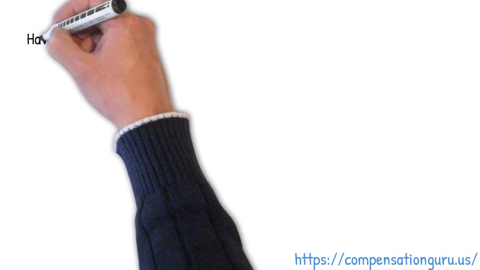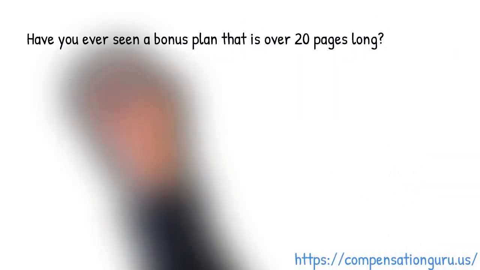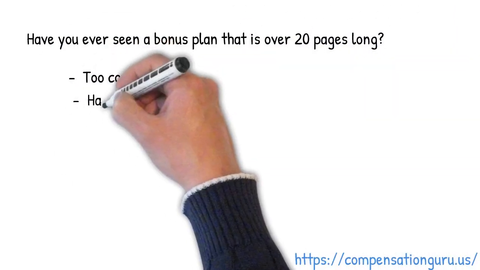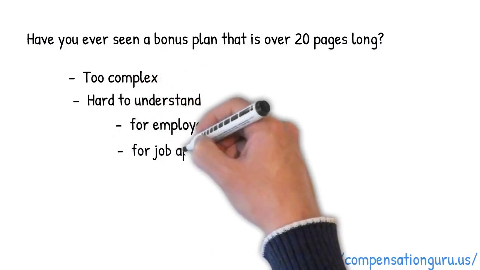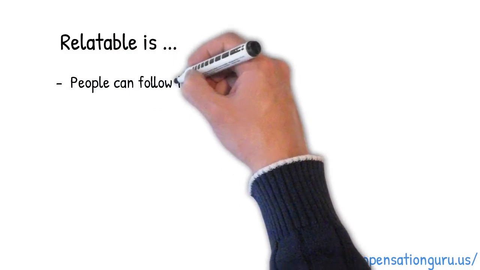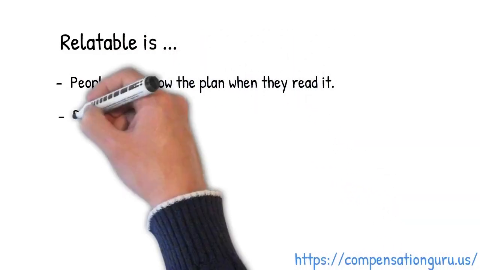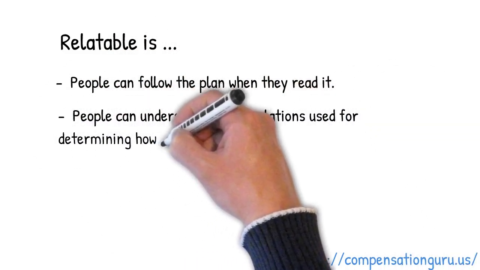So have you ever seen a bonus plan that is over 20 pages long? I have, way too often. I always found them to be too complex and hard to understand for the employees and job applicants. Therefore, you should focus on creating a plan the reader can relate to. What is relatable? Relatable is people can follow the calculations when they read it, and people can understand the calculations used for determining how much they will be paid.